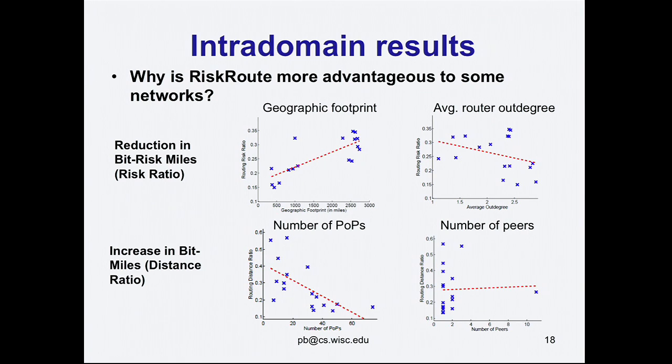Just because you increase the amount of connections at a particular POP doesn't necessarily mean that you've reduced the bit risk miles. And likewise, simply increasing the number of peers for a particular network doesn't necessarily mean that you've helped yourself either.